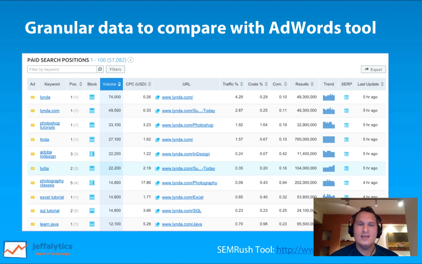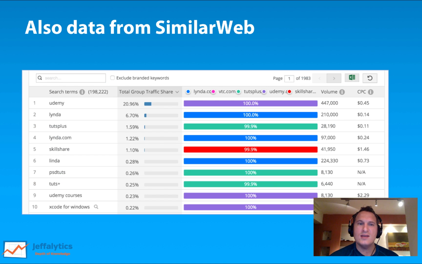A lot of times the brand keywords don't cost as much as specific terms around specific products and services that you're going after. And so you can get some granular data with this tool, and then you can export that into the Google Adwords tool and see really what the landscape looks like.